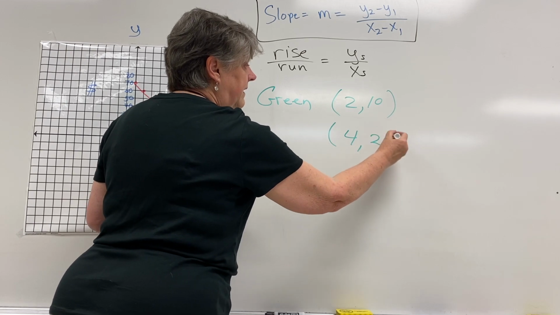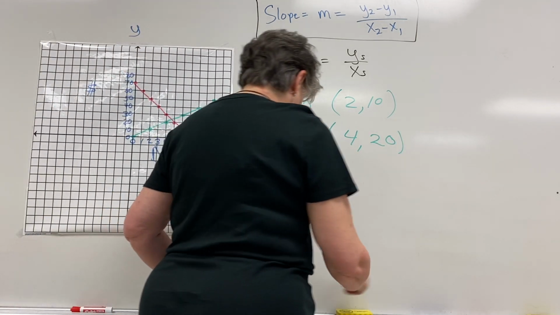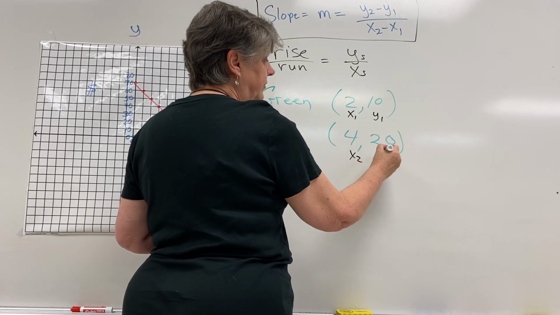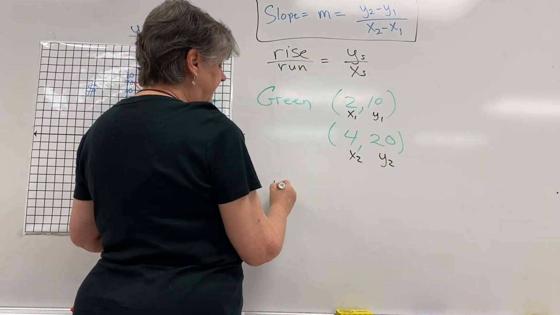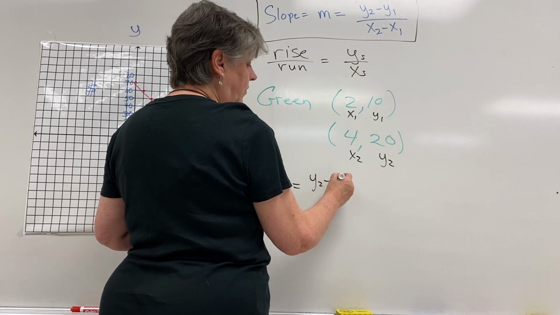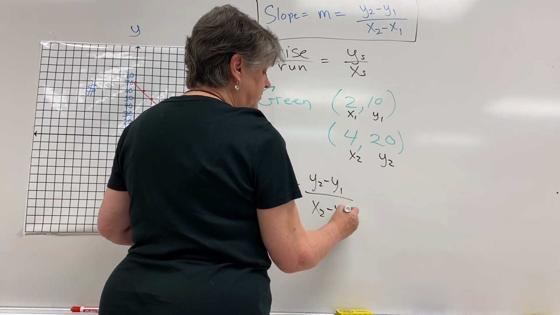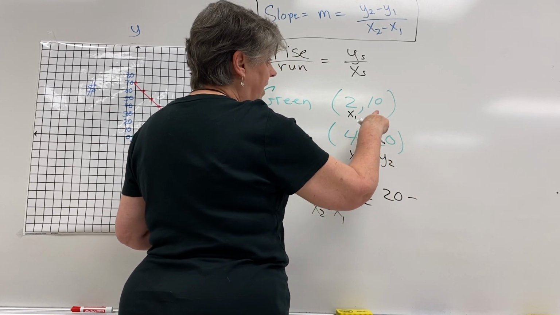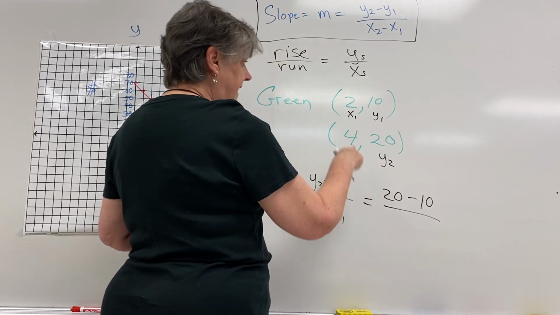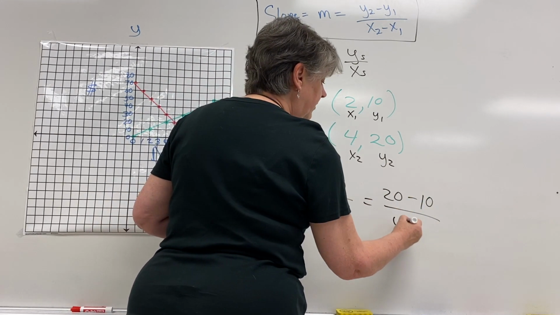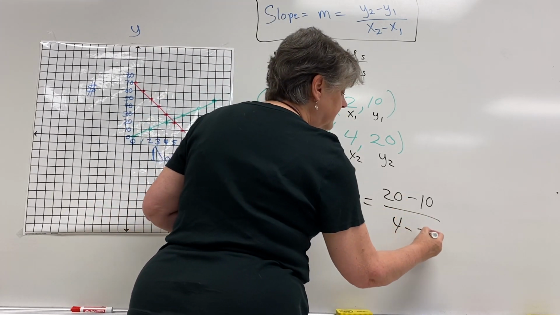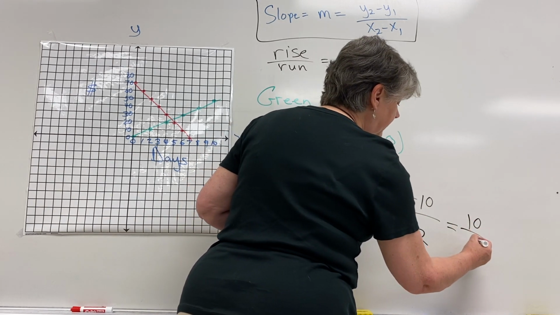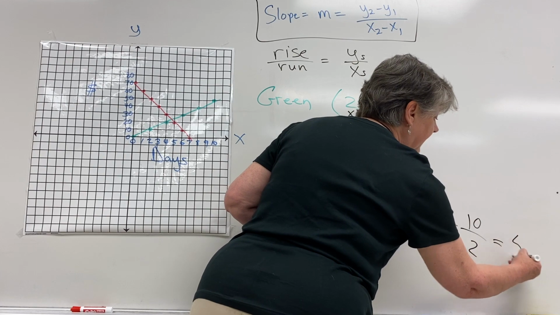And then I'm going to do the ordered pair for the next one, which is 4, 20. And then I'm going to label these. This is going to be x1, this is going to be y1, this is x2, and this is y2. And then I just plug it into my slope formula, y2 minus y1 over x2 minus x1. When I plug it in, my y2 is 20, my y1 is 10, my x2 is 4, and my x1 is 2. And then I do the math. 20 minus 10 is 10, and 4 minus 2 is 2. Simplify that, and I have 5.